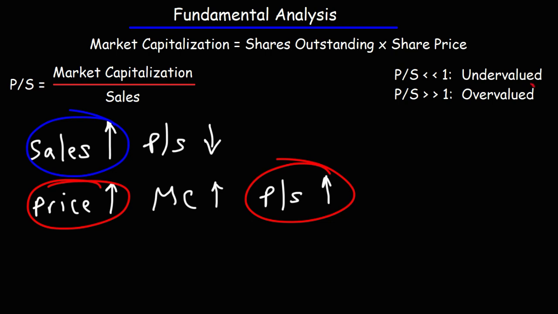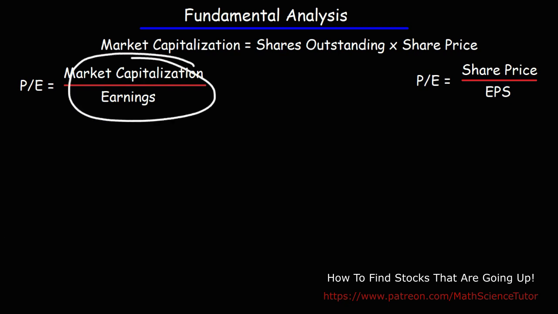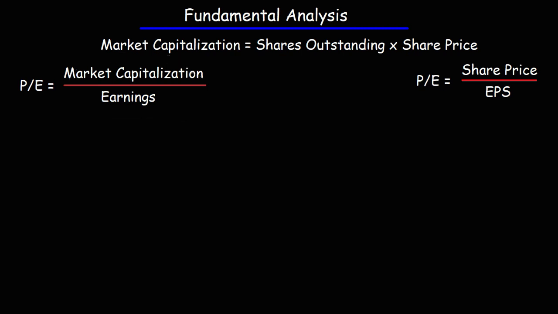Another valuation ratio that is actually quite popular is the price to earnings ratio, or the PE ratio. There's two ways in which you can calculate it. The first method is to take the market capitalization and divide it by the earnings or the net income of a company. You can also calculate it by taking the share price or the price of the stock and dividing it by the EPS or the earnings per share.